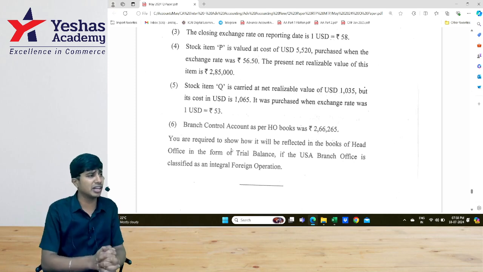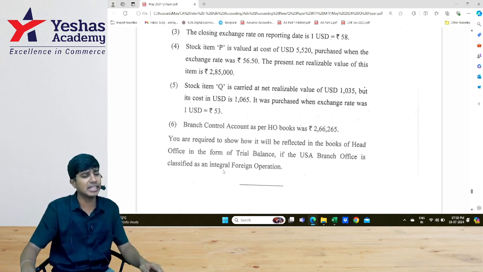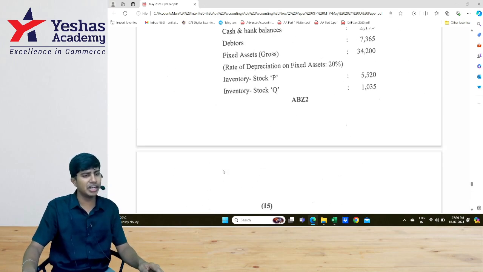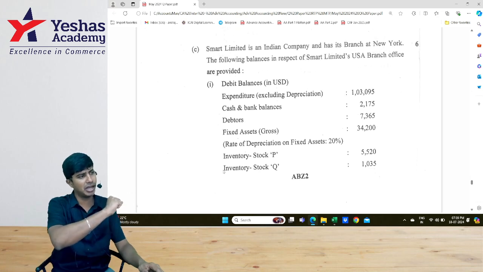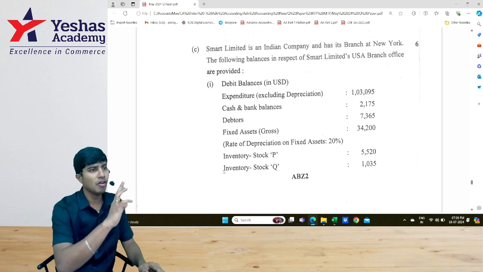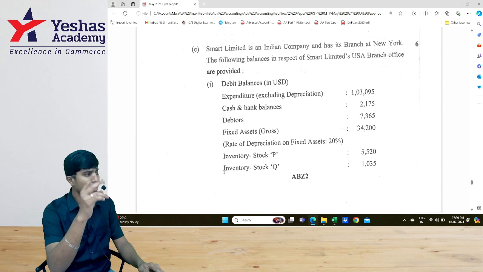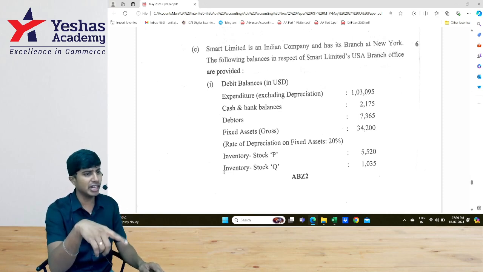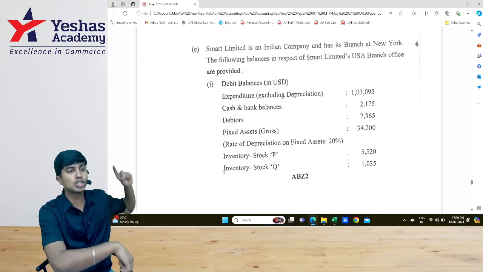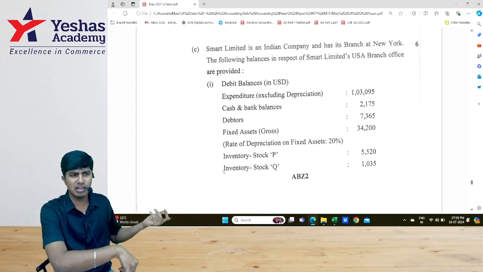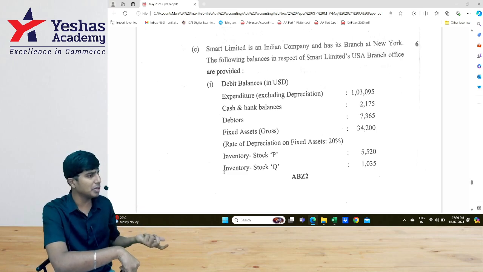And when you're redrafting their trial balance, remember that this is an integral foreign operation. Whenever it is an integral foreign operation and we are redrafting, we take the data from the trial balance which is in foreign currency and convert it to reporting or home currency. For expenses and incomes, we'll apply the average rate. For monetary items, we'll apply the closing rate. For assets, we apply the historical cost rate if it is not revalued. If it is taken at fair value, then whatever the date on which fair value is considered, that is revaluation, that rate will be considered.